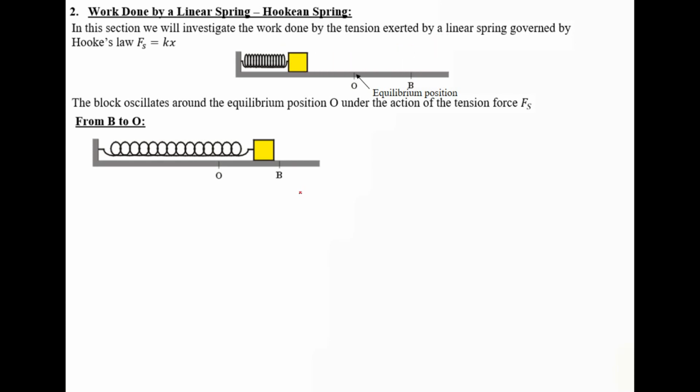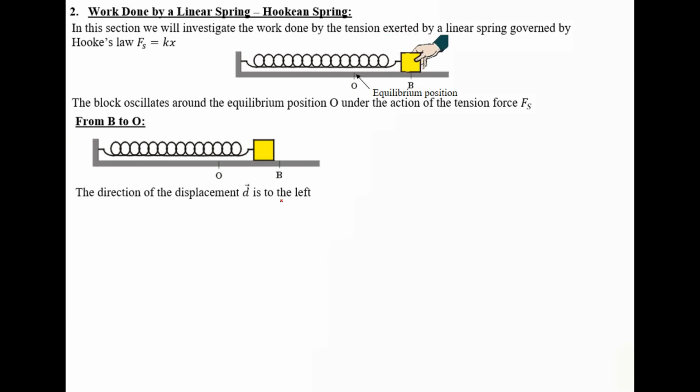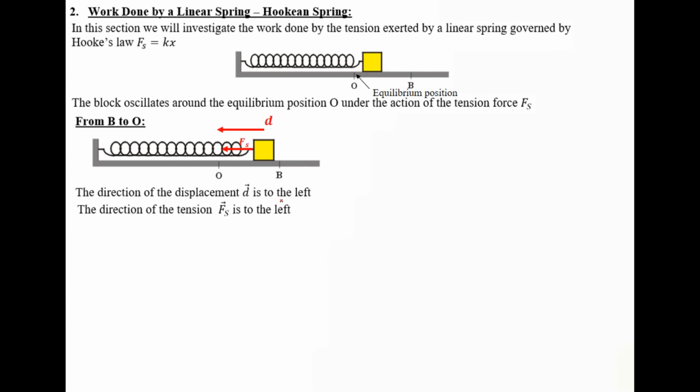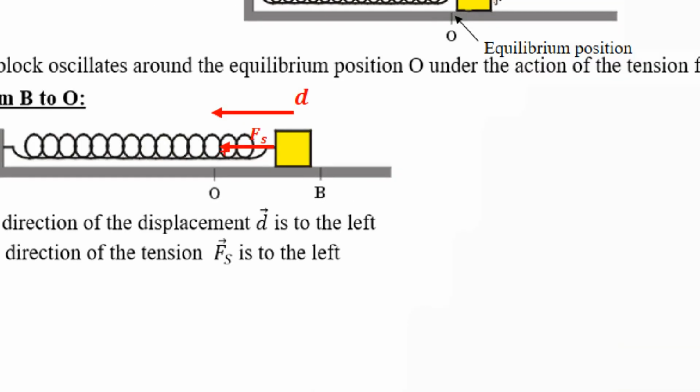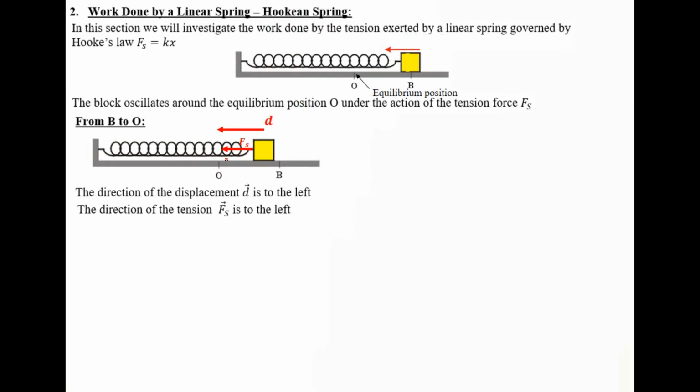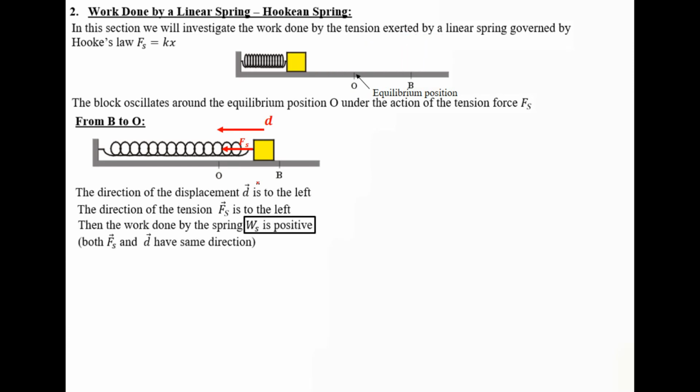And whenever we're talking about work, now we're just interested in the descriptive part. So I won't refer either to the dot product or to the integral form. Now going from B to O, the displacement is to the left, and the tension would be to the left. Why? Because the spring will push the block toward the equilibrium position. The tension always points toward the equilibrium position. Now in this case, because the displacement and the tension are in the same direction, this means that the work done by the spring is positive.